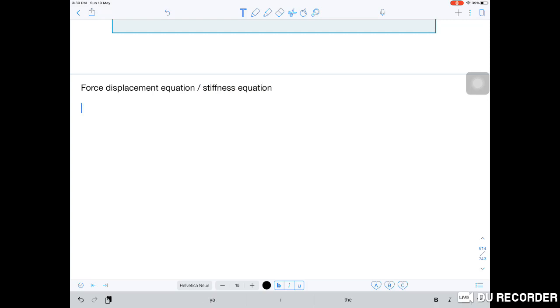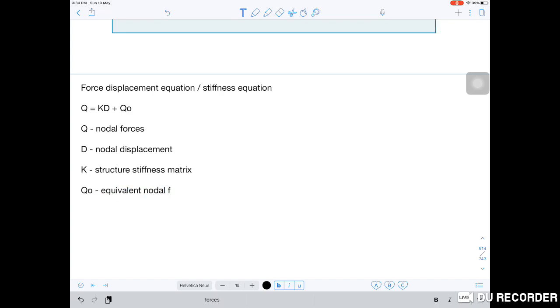The original formula for the force displacement equation or stiffness equation is Q equal to KD plus Q naught, where Q is nodal forces, D is nodal displacement, K is the structure stiffness matrix, and Q naught is called the equivalent nodal forces.